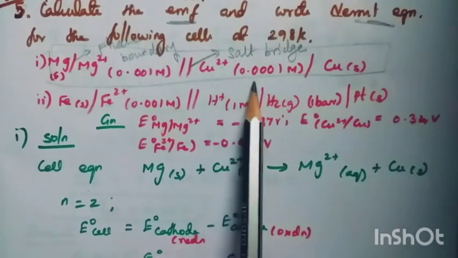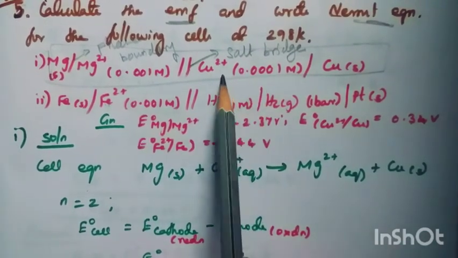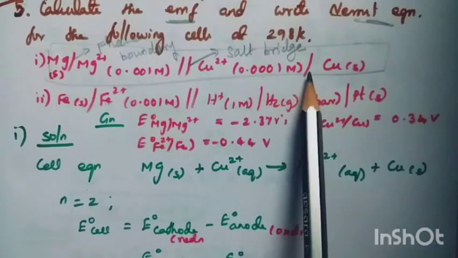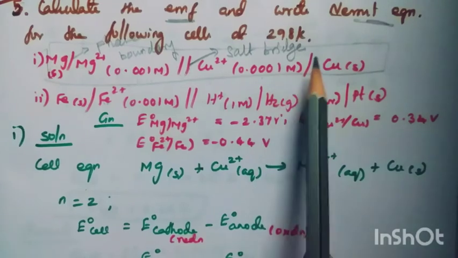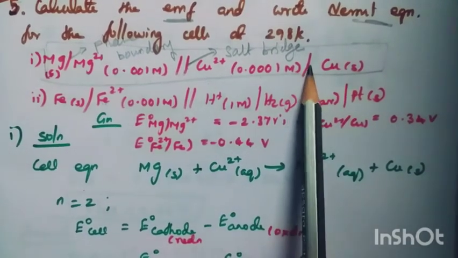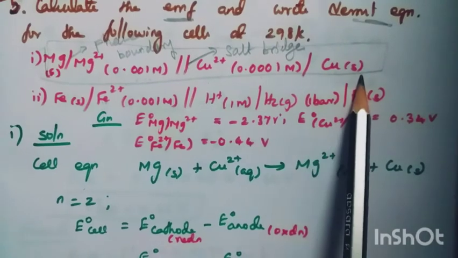Here Cu2+ is an aqueous ion, which means it is in solution form, so you have to write its concentration. This solution is separated from the metal electrode by the single vertical line, and this is solid Cu.